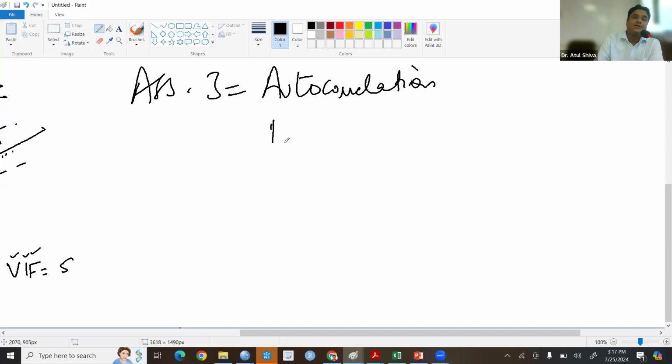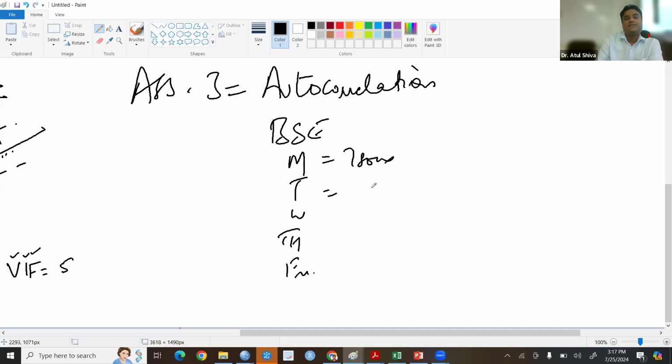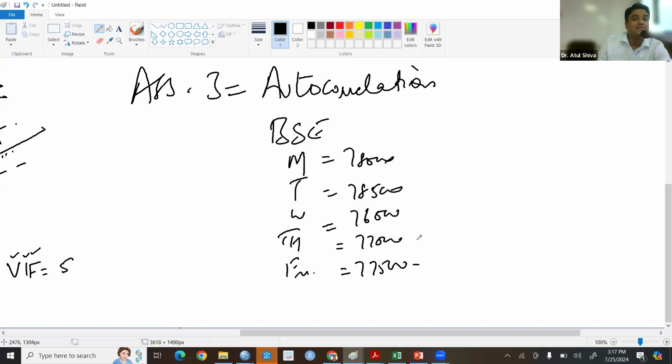You know the data of Bombay Stock Exchange? Say Monday, Tuesday, Wednesday, Thursday, Friday. Let us say 78,000, 78,500, 76,000 (stock crashed), 77,000 (1,000 up), and 77,500 when the market closes. Every day's Sensex is dependent upon the previous day.